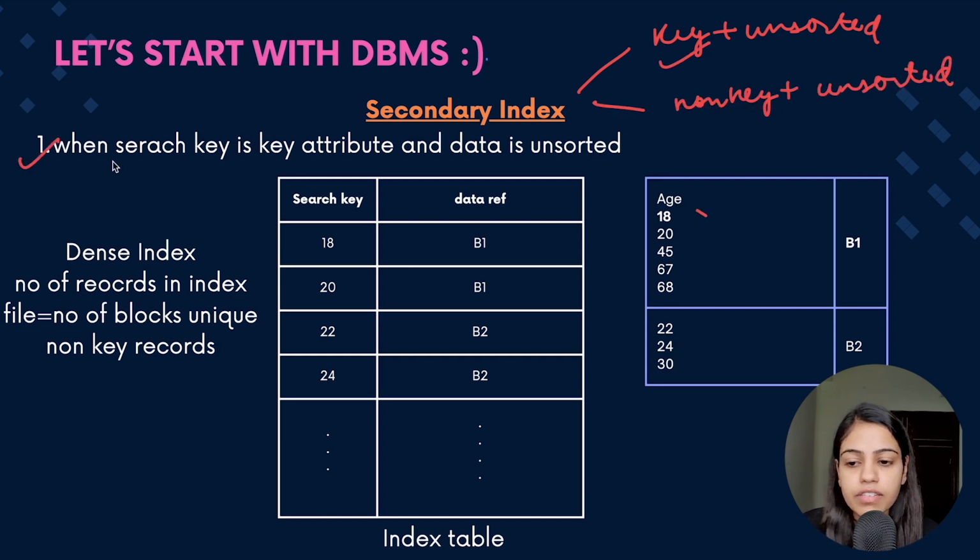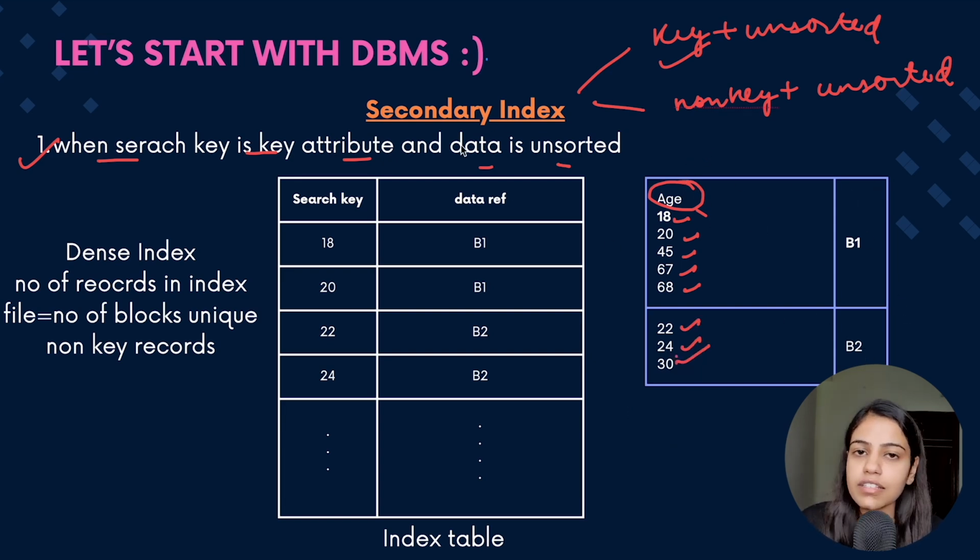So let's learn about the first case, when the search key is a key attribute and the data is unsorted. Here we have selected age, which is a non-key attribute, and the data is also unsorted. Here you can see 18, 20, then 45, 67, 68, then 22, 24, 30. So the data is unsorted and it is a non-key attribute. It is stored in the blocks present in our hard disk.